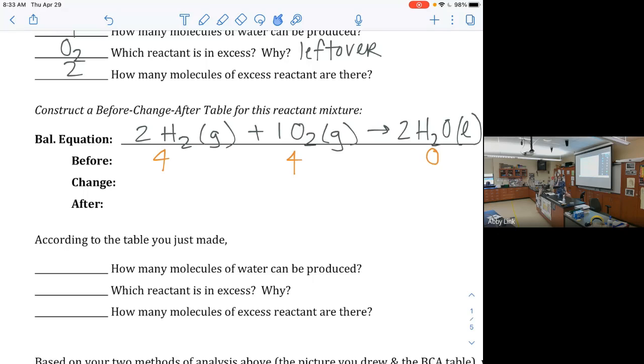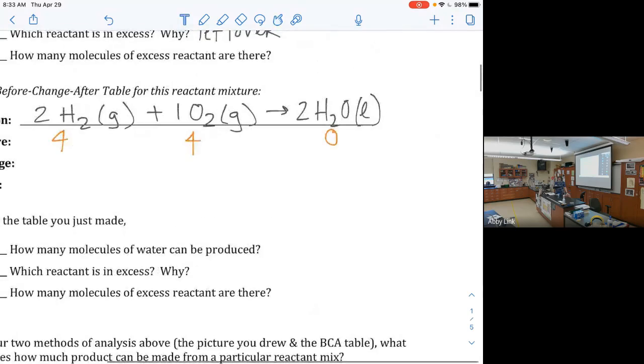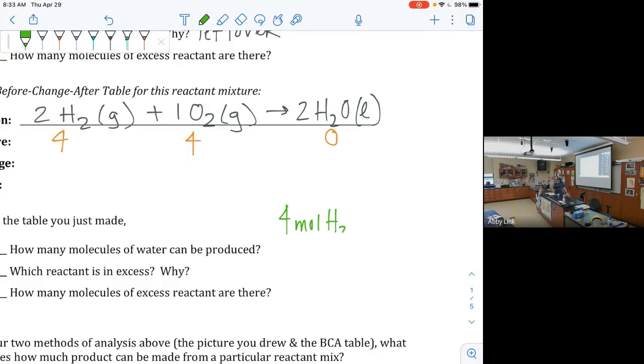All right, here's the deal, friends. We actually have to do a little bit of trial and error to determine which reactant is the limiting reactant, and which one is the excess reactant. And here's how we're going to do that. I'm going to come down here and show my math work. If I were to use up all 4 moles of my hydrogen gas, how many moles of oxygen gas would I need?